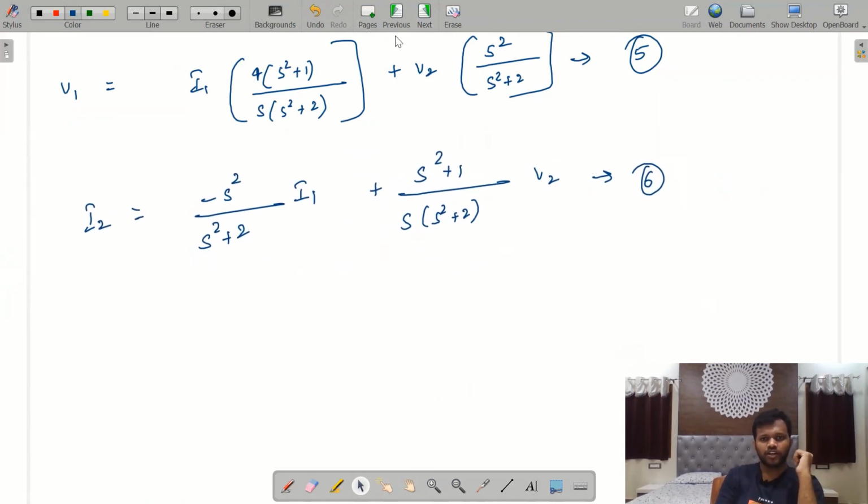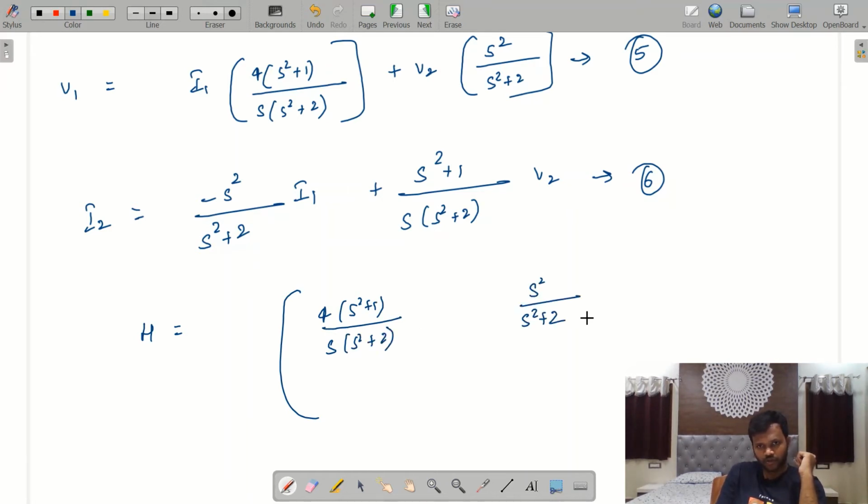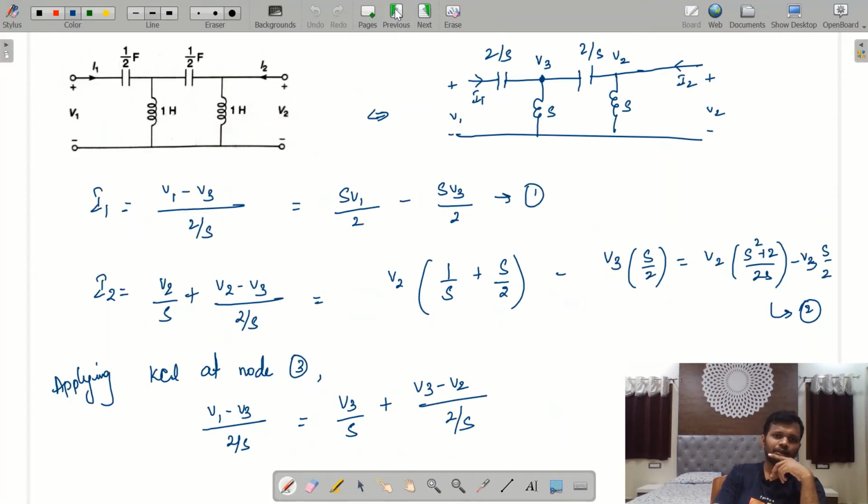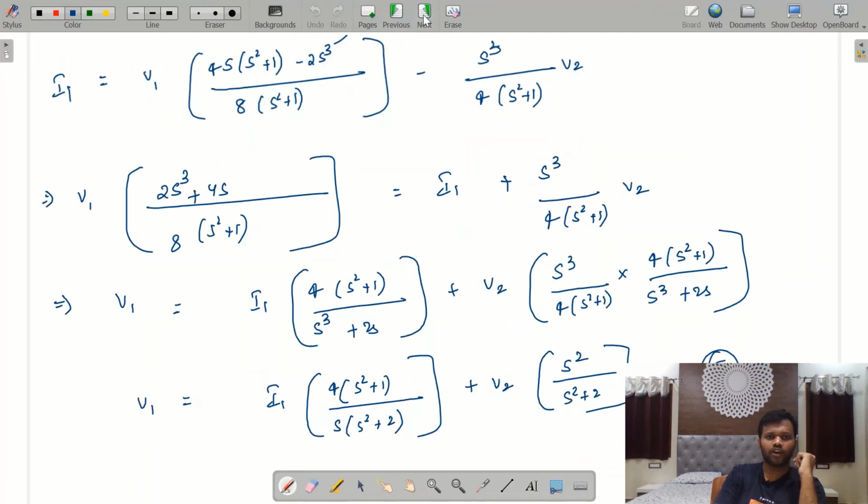Right, so from equation 5 and 6, what can we write the h parameters as? The equations are v1 equal to h11 into I1 plus h12 into I2, I2 equal to h21 I1 plus h22 v2. We can write it as 4 into s square plus 1 by s into s square plus 2 s square by s square plus 2 minus s square by 2 plus s square plus 1 by s into s square plus 2. Okay, so these are my h parameters. Somewhat big problem, but as it is a theoretical problem, we are going to discuss it, that's why we have got this much lengthy.